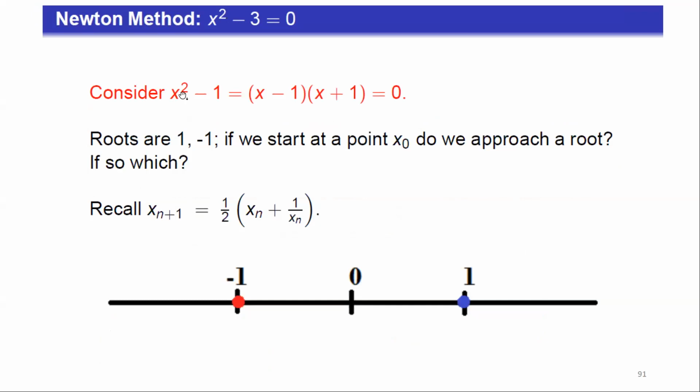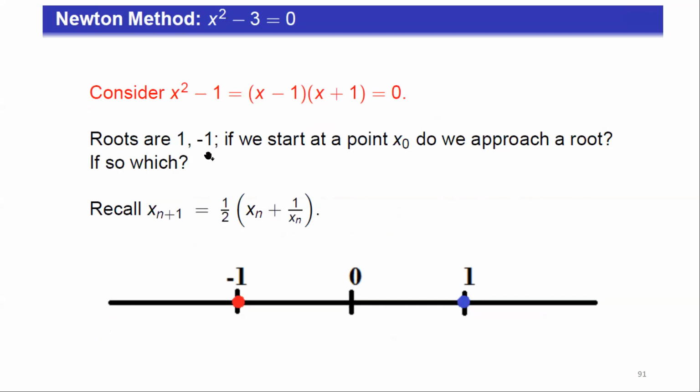So here's the game. Consider x squared minus 1. We've seen this polynomial many times. We can write it as x minus 1 times x plus 1 equals 0. If this equals 0, do you agree that either the first factor is 0 or the second factor is 0? When does x minus 1 equal 0? What value of x? 1. And when does x plus 1 equal 0? -1. So here are the two roots, 1 and -1.